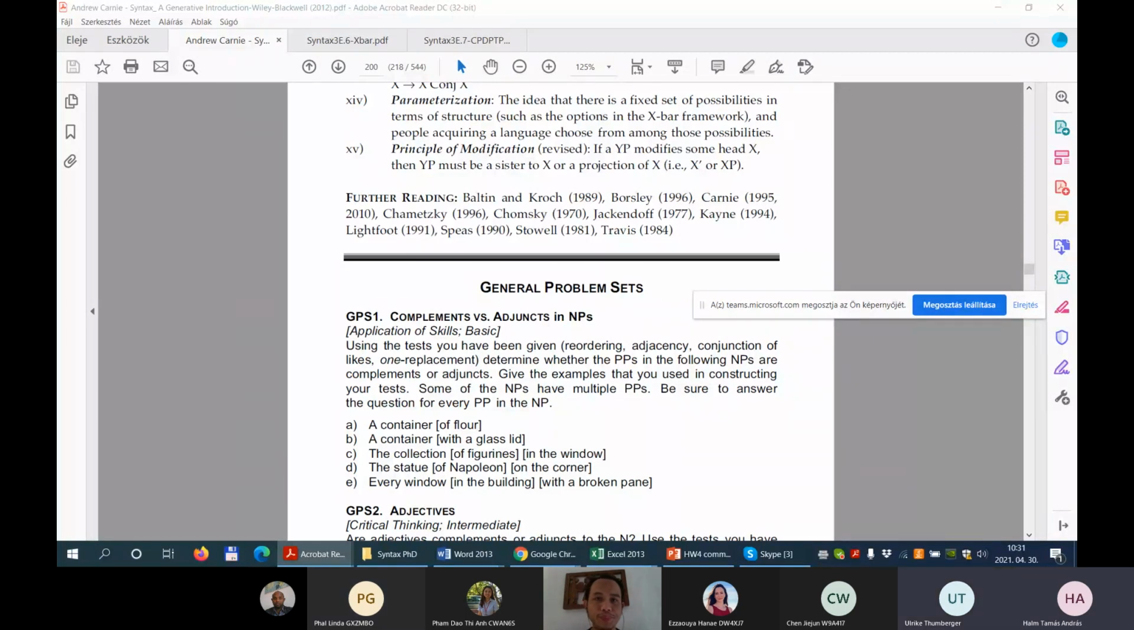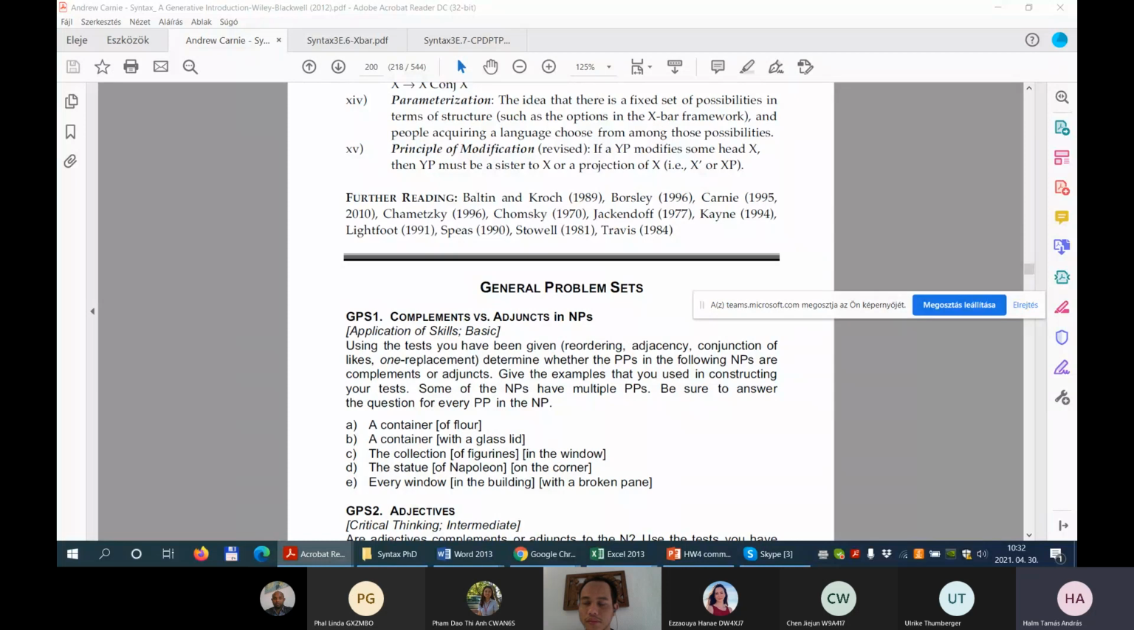Ulrike? I used two methods to try this out, namely one, conjunction of likes. So what I did was a container of flour and of sugar, and this does not work. And then I also used one replacement, the one of flour, which does not work either. And this shows us that the PP of flour is a complement. That's right. I agree. So you cannot say something like, give me the container of salt and the one of flour. That just doesn't work. And also the coordination. Very good.